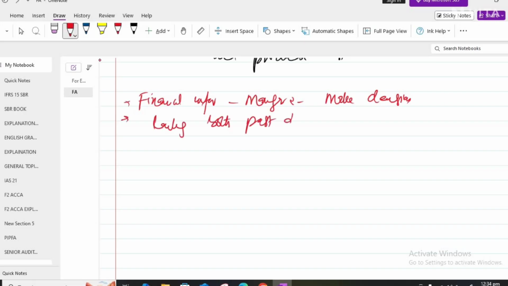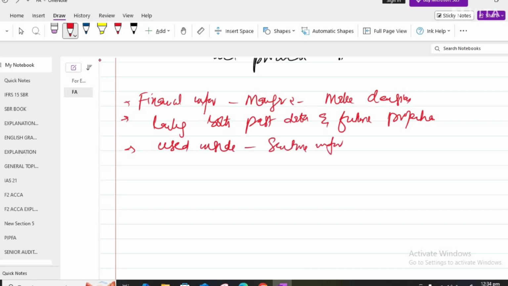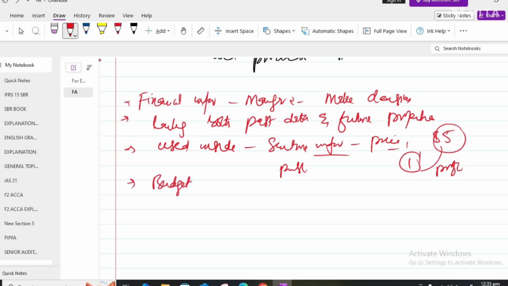Okay, and this management accounting information is used only inside, and the reason is this is very sensitive information. Let's say your price is $5 and your cost is $1, so when the customers or the public know about this gap, that your profit margin is too high, then it will create a bad image. And it includes budgets. We have studied this. It also includes forecasting and the performance report. Okay, hope you have understood this.